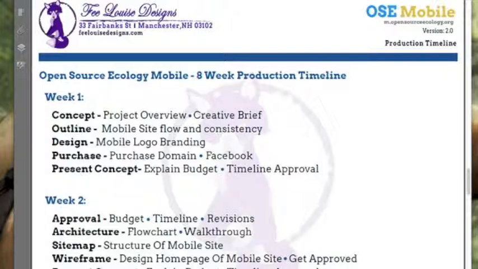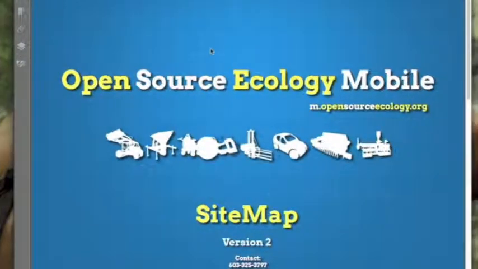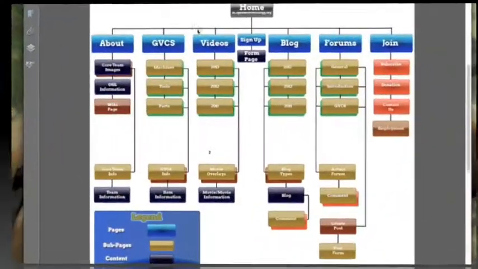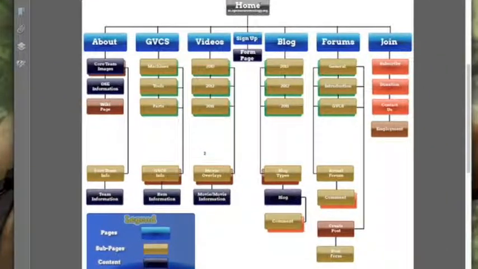Let's take a look at the wireframes I have completed and talk a bit about the reasoning behind these design choices. Okay, so here we have the sitemap for Open Source Ecology Mobile. This is version 2, of course. As you can see, we do have the home page, and then the pages on that are About, GVCS, Videos, Sign Up, Blog, Forums, and Join. These will be what is inside the nav icon.